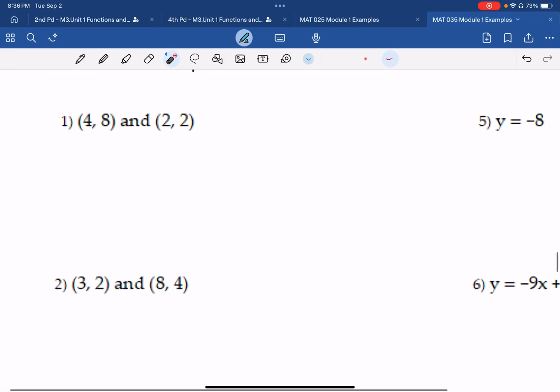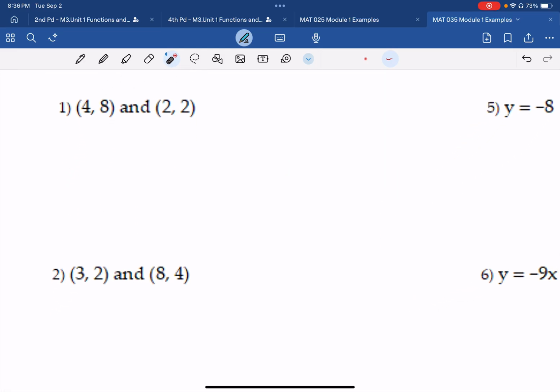All right, so let's look at some examples. In example 1, we've got 2 ordered pairs. It may be helpful, especially if you're first starting out solving for slope, to label your ordered pairs. We could label this as x1 and y1, x2 and y2. Now when we're plugging into our formula, I'll write it up here so that we can see it as we're working: y2 minus y1 over x2 minus x1.